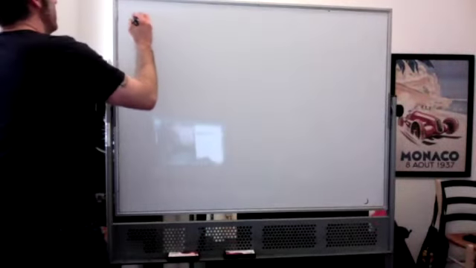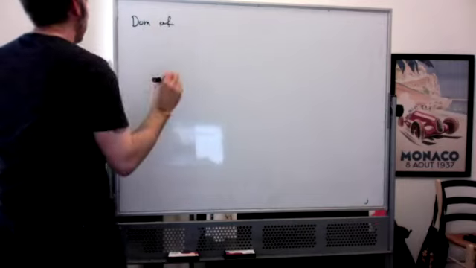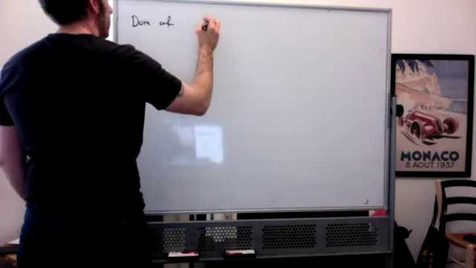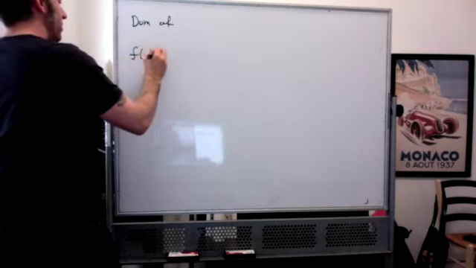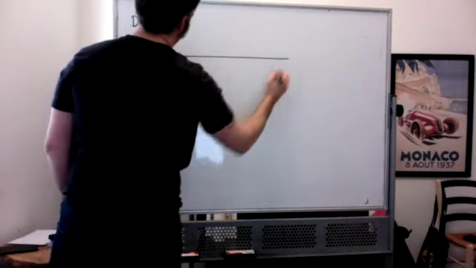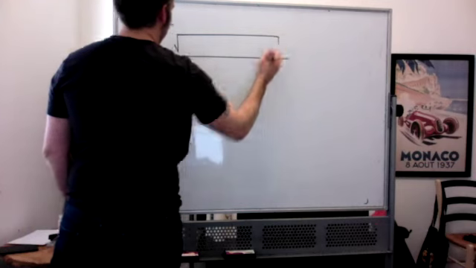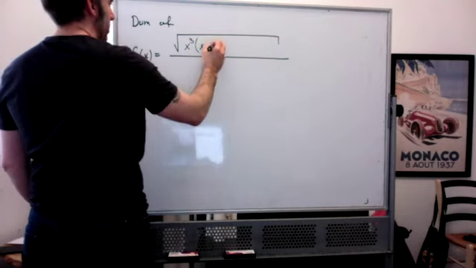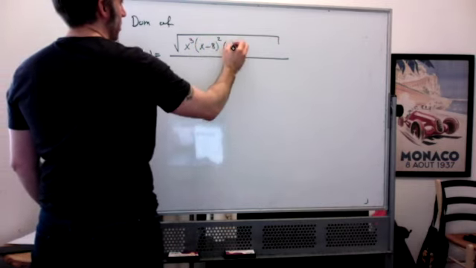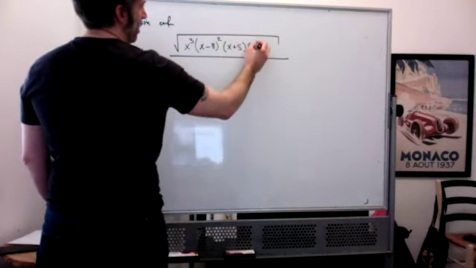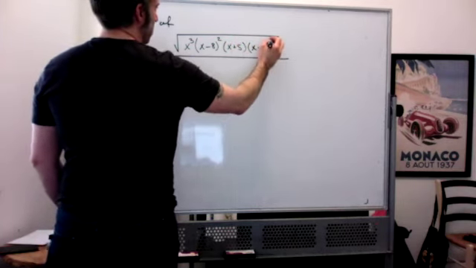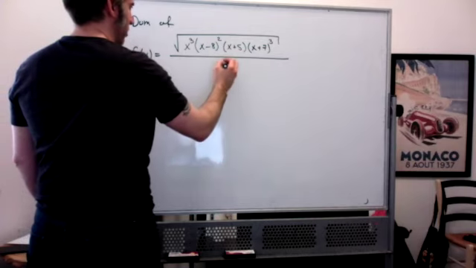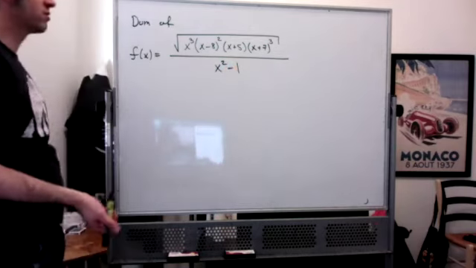Okay, thank you. So let's say I want to find the domain of... let's do that, we'll make it fun. f of x equal to, I'm going to make it kind of complicated, the square root of x to the 3rd times x minus 8 squared times x plus 5 times x plus 7 cubed, all over x squared minus 1.